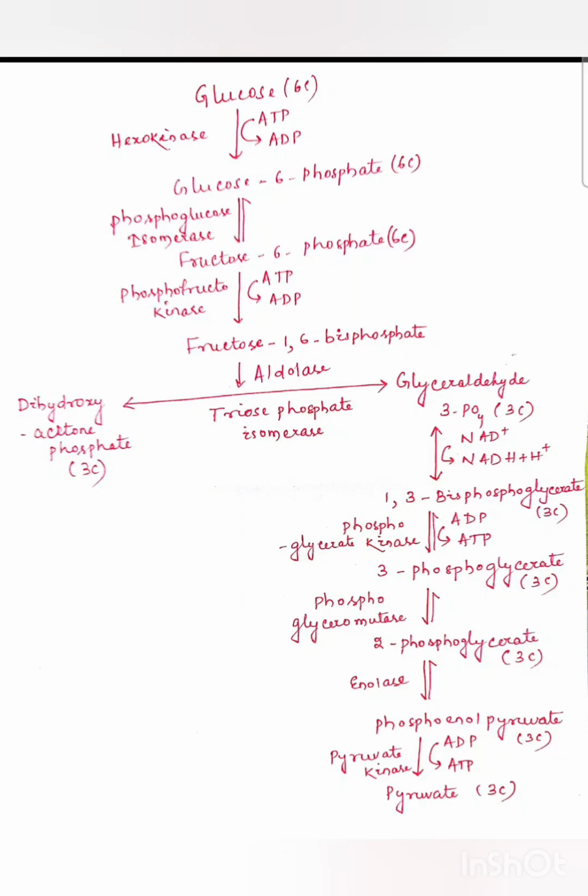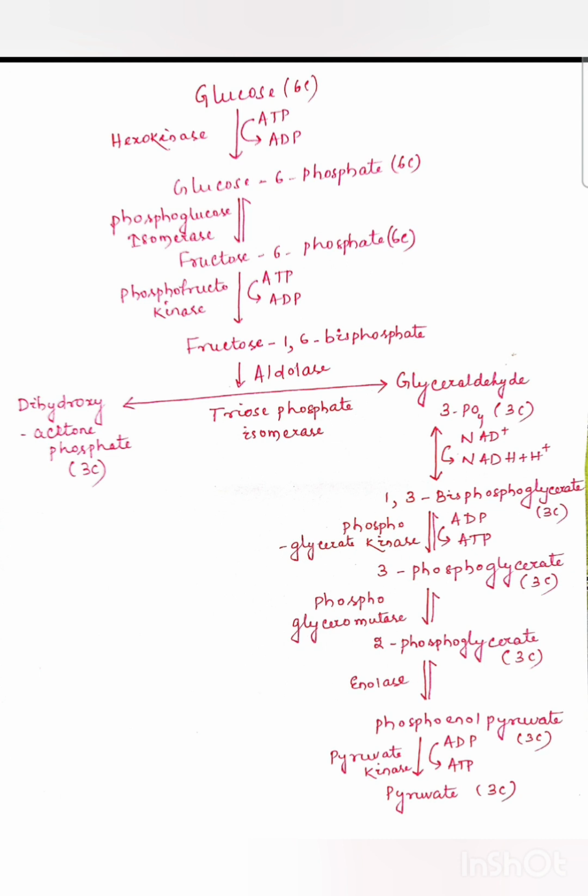Glycolysis is a metabolic reaction where glucose breaks down to form pyruvate or pyruvic acid. It is a 10-step reaction which takes place in the cytoplasm of the cell. This process is common to both aerobic and anaerobic respiration. It is a 10-step reaction where the first step is glucose is converted to glucose 6-phosphate.